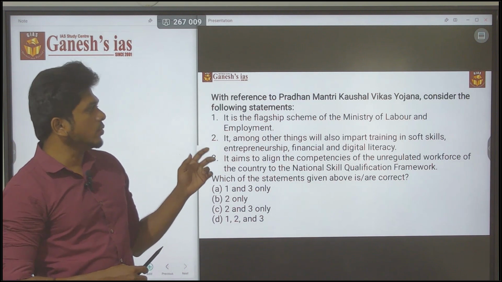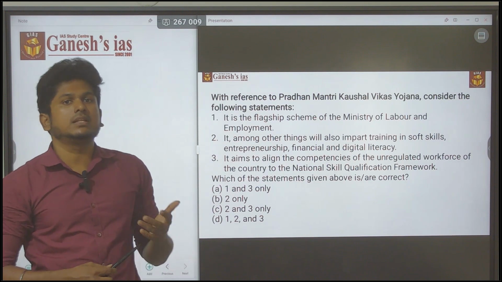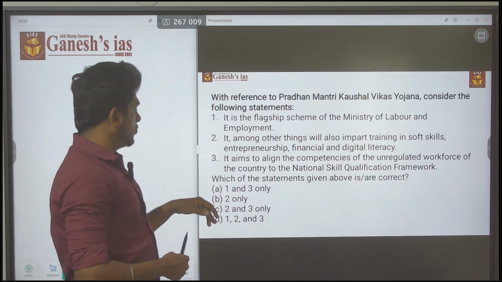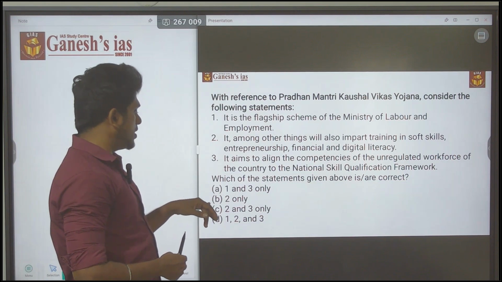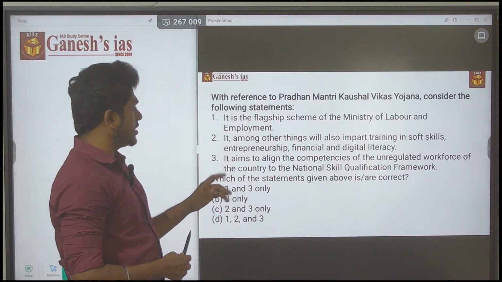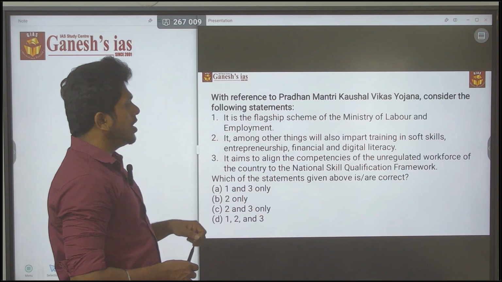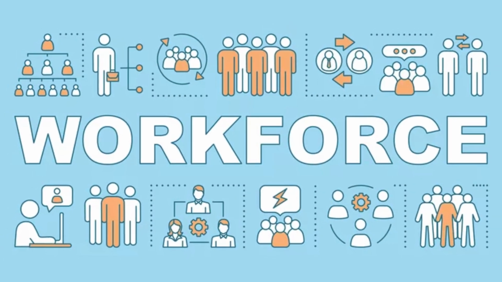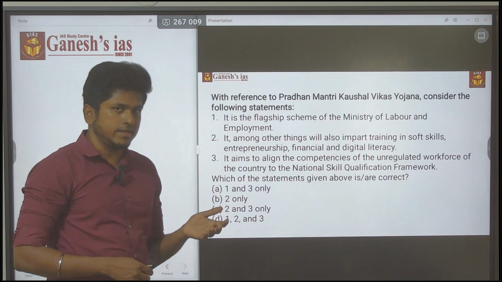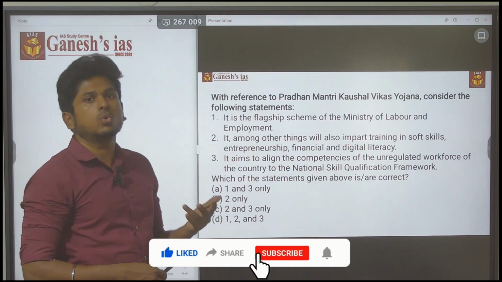First of all, Kaushal means skill, so it comes under the Ministry of Skill Development. So eliminate one, and you can go for either statement B or C. Then you have to find whether the third statement is right or wrong. It aims to align the competency of the unregulated workforce of the country to the National Skill Qualification Framework. It's obviously right. Then, without reading the second statement, you can easily answer it as 2 and 3.